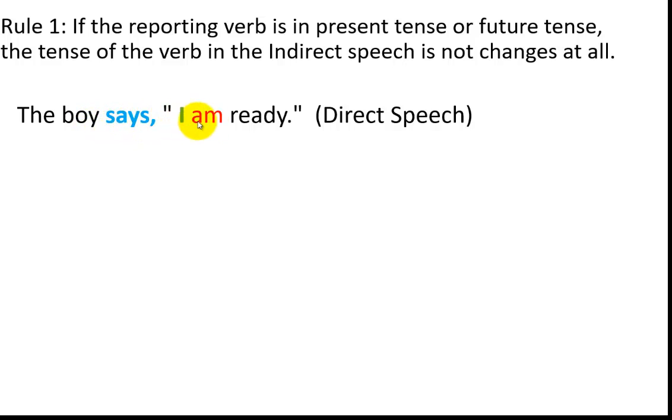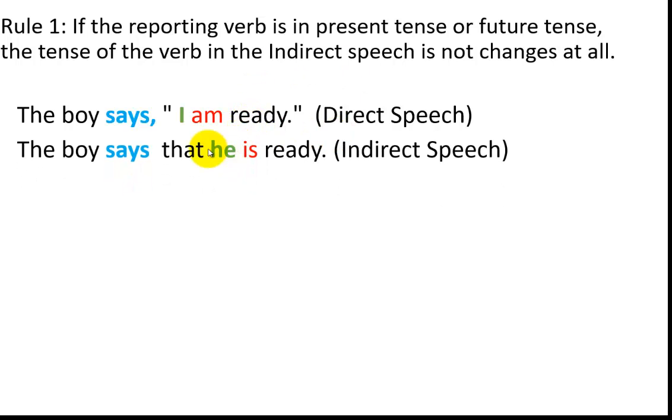The boy says, "I am ready." So it's direct speech, right? You can see the inverted commas, you can see the comma. Now, how do we change it into indirect? The boy says that he is ready. The reporting verb will not change. Do you remember? It will not change because the reporting verb is in present tense. So the helping verb am is changed into is. It will just be in present form.